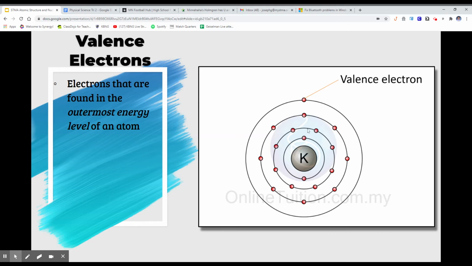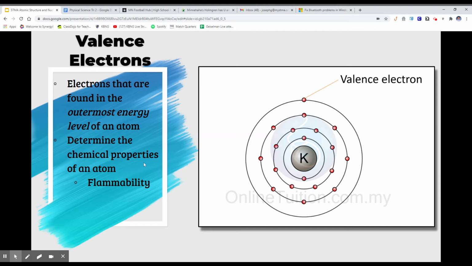So whatever it is, whether it's the first, second, third, or in this case the fourth energy level that is the furthest out from the nucleus, that's going to be your outermost energy level. And the electrons found out there are going to be called valence electrons. They determine the chemical properties of the atom. So depending on how many electrons are in that outermost level, or how many valence electrons we have, that's going to determine the type of reactions and chemical properties that atom will undergo.